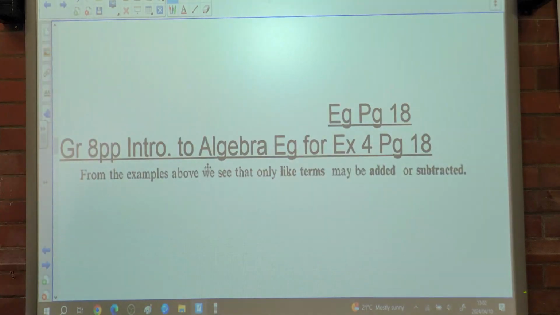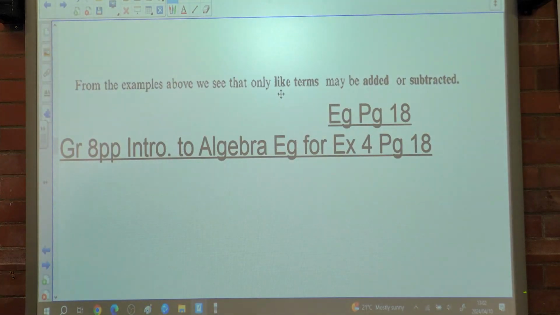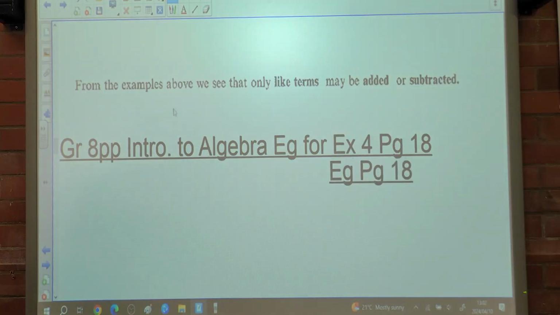So here, from the examples above, we see that only like terms may be added or subtracted. So make a note there. From the examples above, we see that only like terms can be added or subtracted.